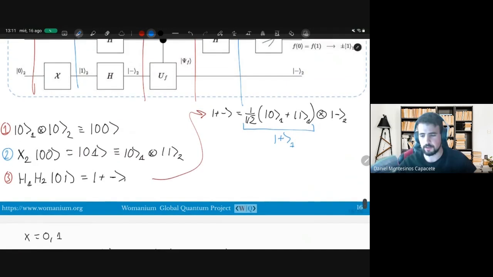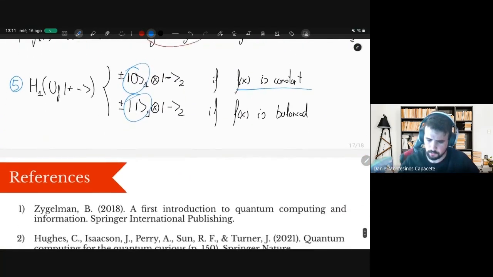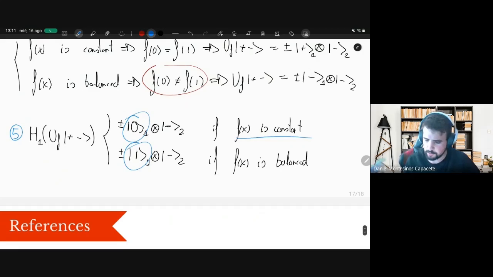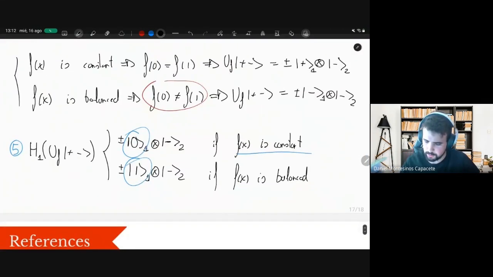So that's what I do in the last step here. And this operator here is not really an operator, it's just a symbol for indicating measure. So here you just measure the first qubit. If the function is constant, you will get 0, and if the function is balanced, you get 1, right? So this will be a cross here, not equal, right?